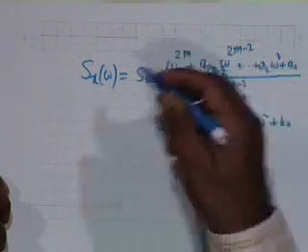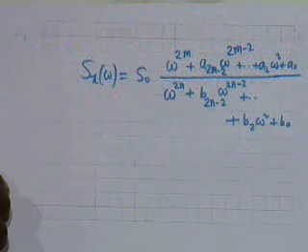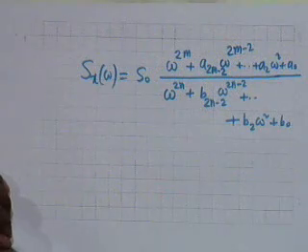So, why can't both numerator and denominator have odd powers? Then omega will be cancelled. We are considering these polynomials as being primes with respect to each other. All right.